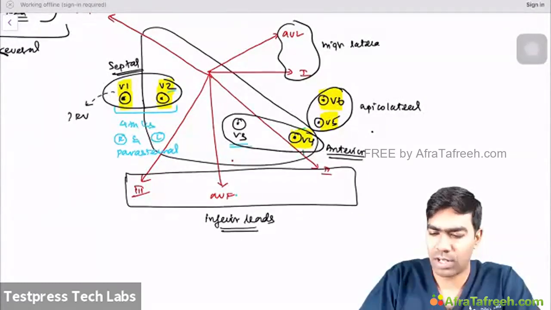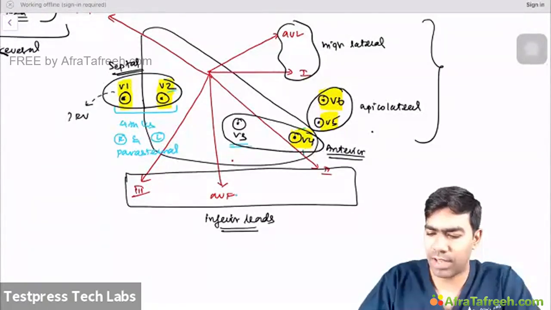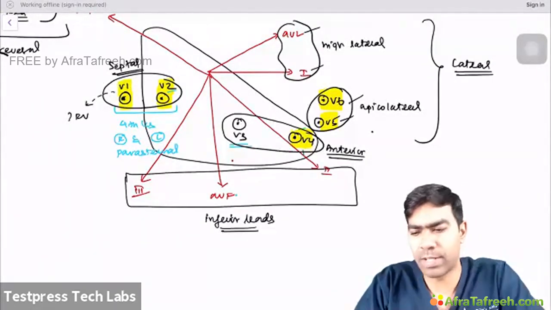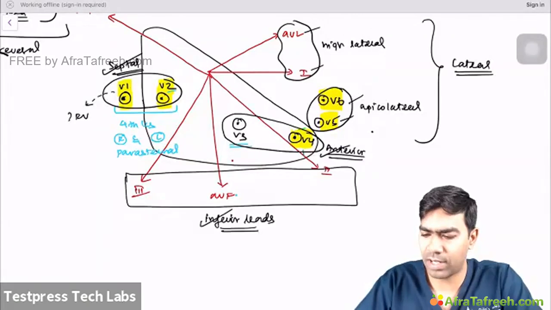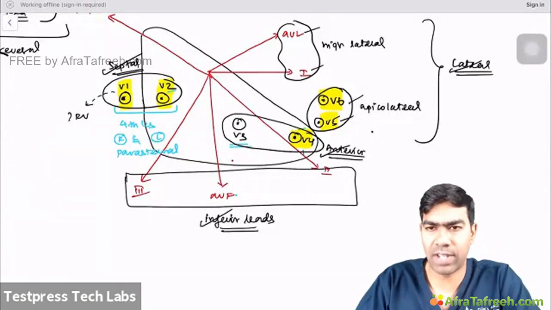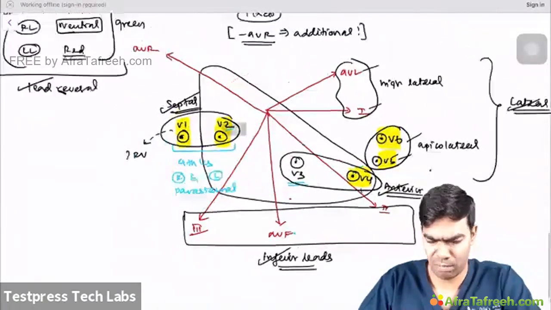So in general, if you want to know what the lateral leads are, V5, V6, and 1 and AVL will be called lateral leads. So these are the lateral leads basically. Okay, fine. So we have the septal leads, the anterior leads, the inferior leads, and the lateral leads. In that we have the epicolateral and the high lateral, 1 and AVL.